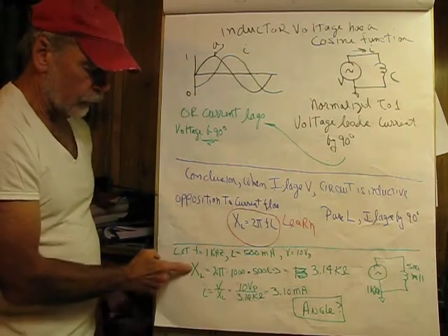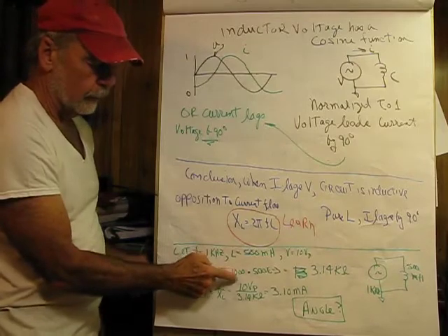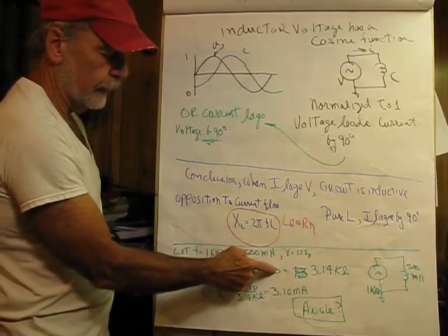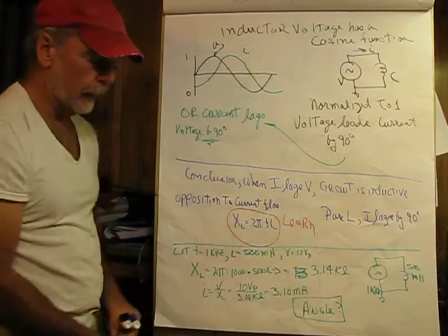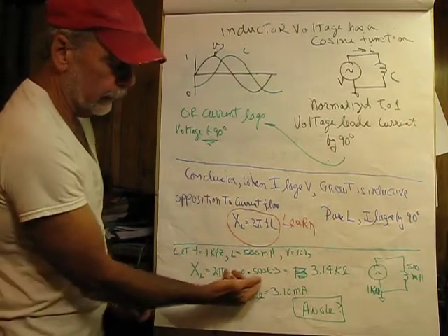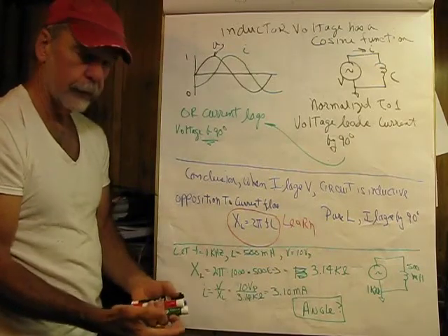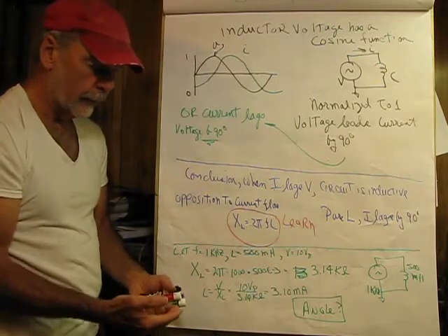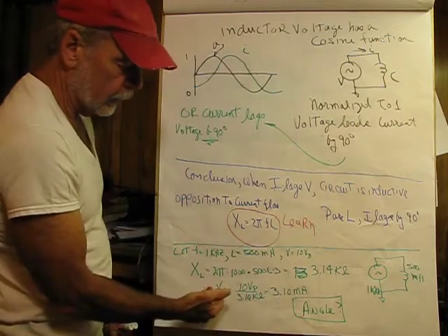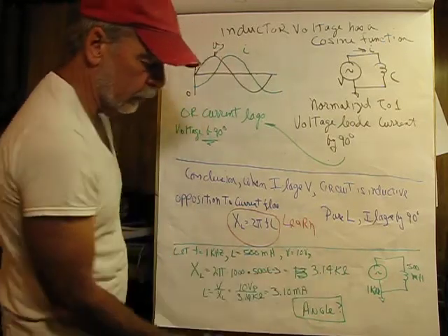To find the magnitude of X sub L, it's simply 2 pi times 1000 times 500 e to the negative 3, or I could enter this as 0.5. I like to get this in front of students so they get used to seeing that inner exponent. And in this case, the inductive reactance comes out to be 3.14 kiloohms.